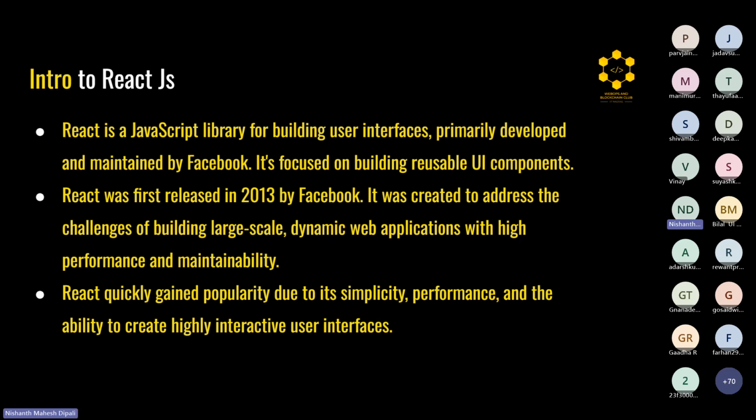So basically, React.js was built by Facebook and it was released in 2013. It is still primarily maintained by Facebook. It was built to address some challenges faced by companies who are building large-scale dynamic web apps. So basically, wherever the data and the website is changing with user interactions.